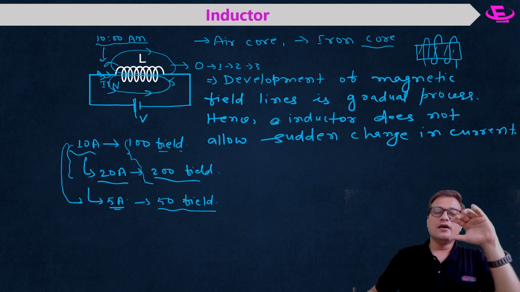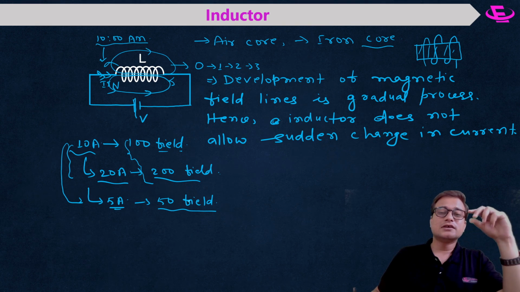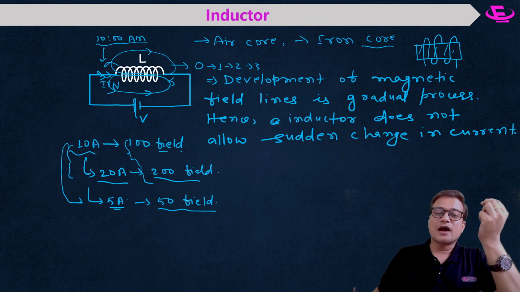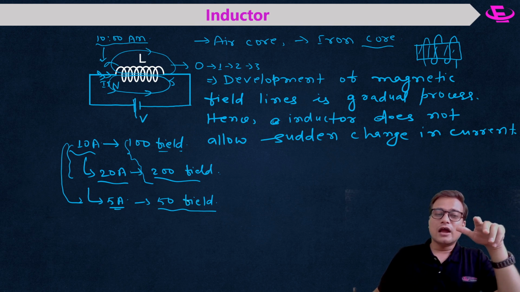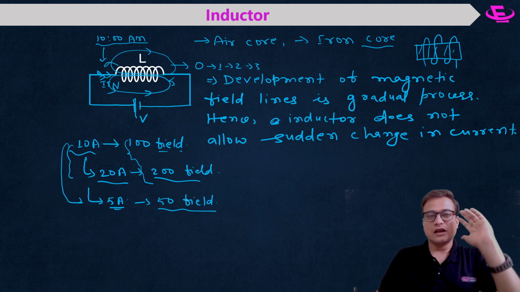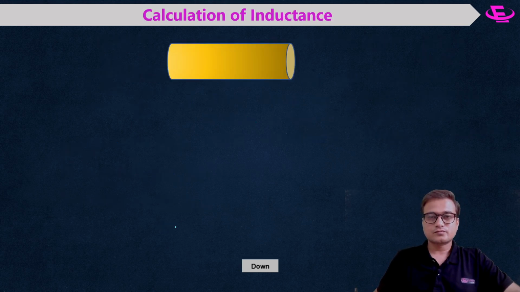Why? If there are 100 field lines and the current decreases, the number of field lines will decrease. So it will also take some time. If it is taking some time, then the inductor is not allowing the decrease in current suddenly. So this is the property of an inductor. I hope it is clear to you.